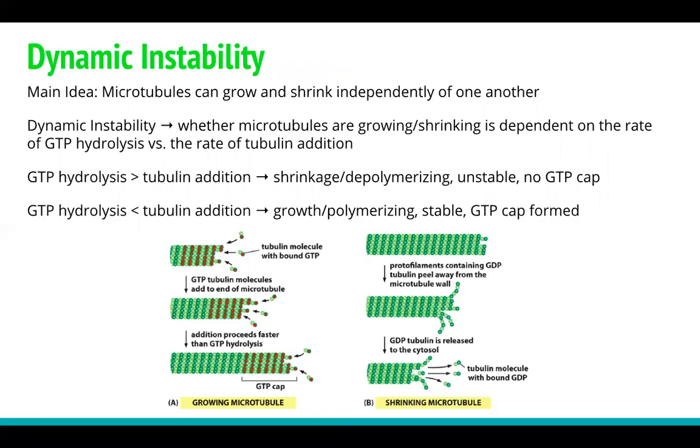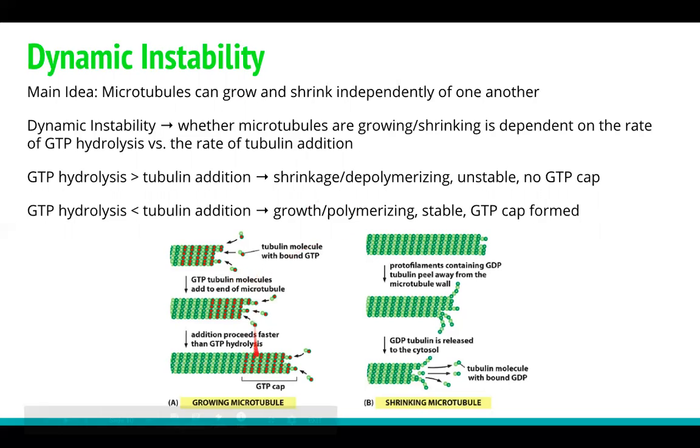So if GTP hydrolysis is greater than tubulin addition, then there would be shrinkage and depolymerization. So it would be unstable, and there would be no GTP cap. Since it would be shrinking and depolymerizing, the cap wouldn't be able to form fast enough, so it just wouldn't be there. And then if the GTP hydrolysis is less than tubulin addition, then there would be growth and polymerization, and the GTP cap would be able to form and it would be more stable.